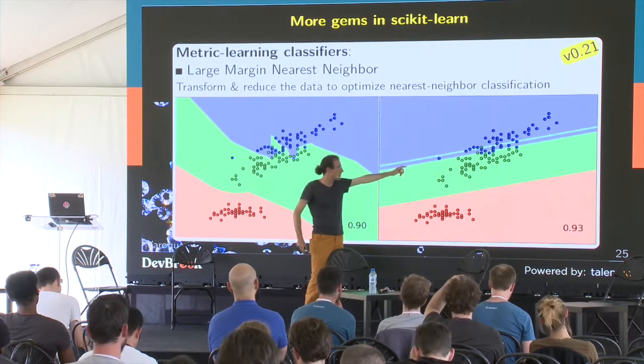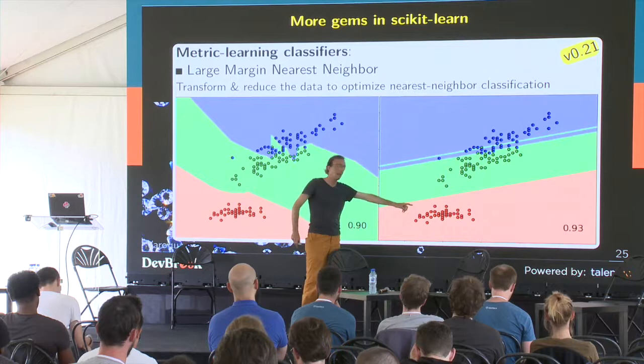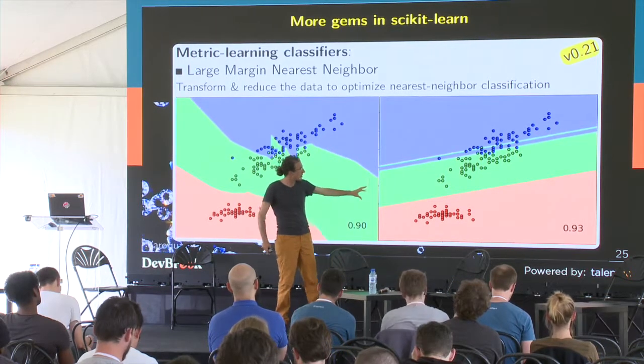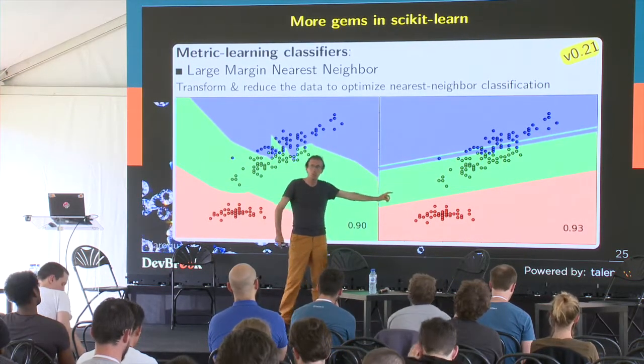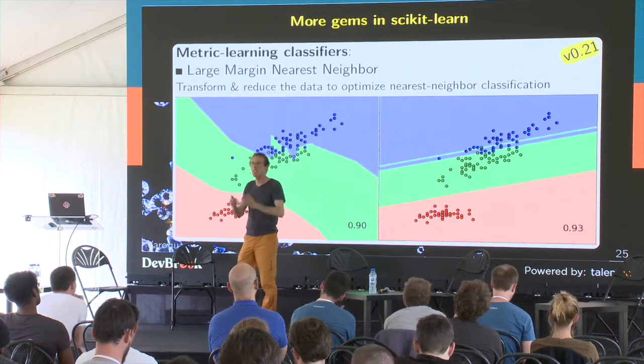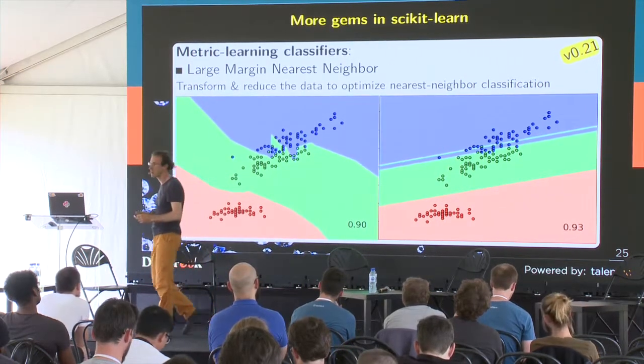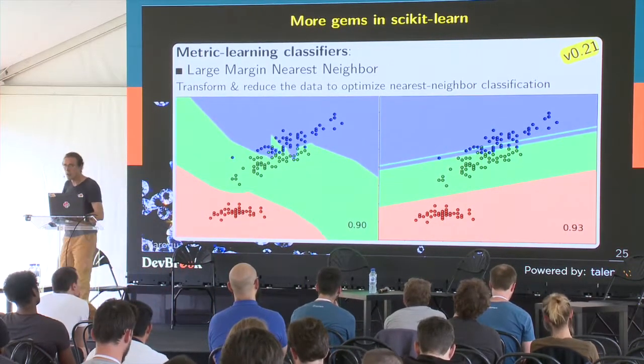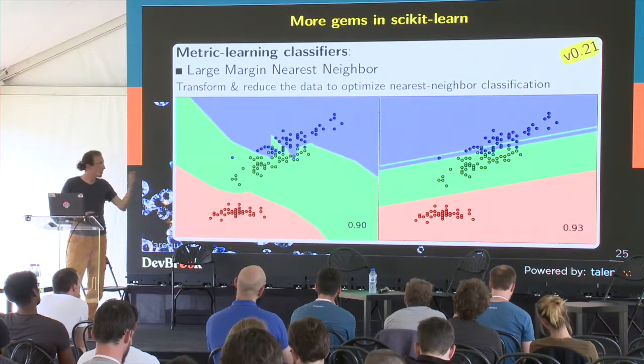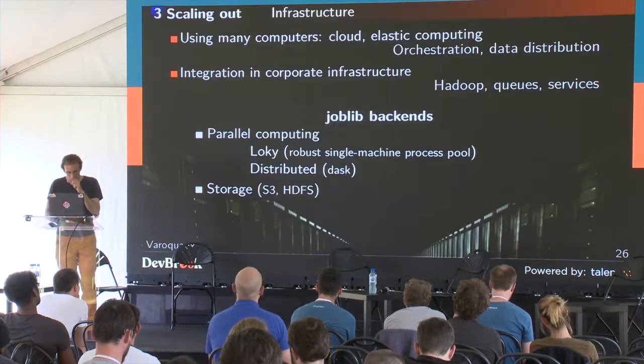Here my classes are green, blue, and red, and I've done a data projection so that same classes are closer and different classes are as distant as possible. When I consult in companies, this is actually quite useful.